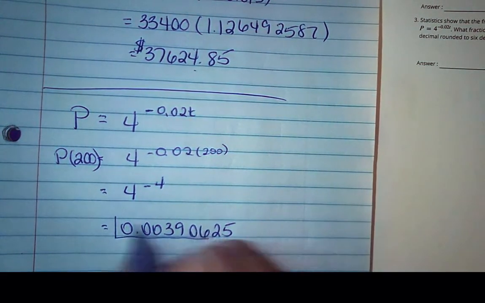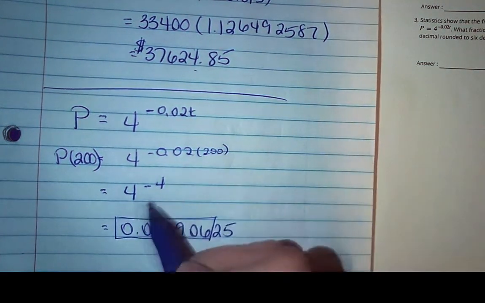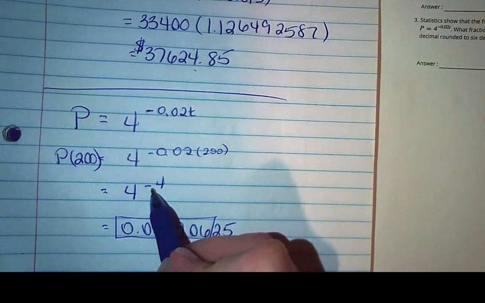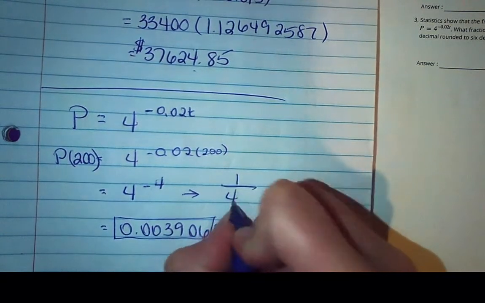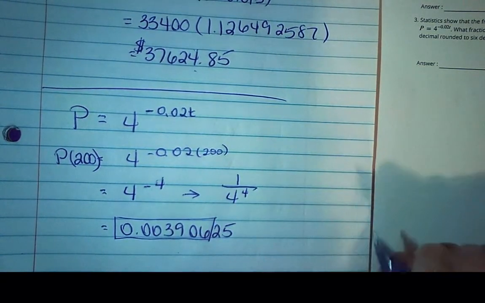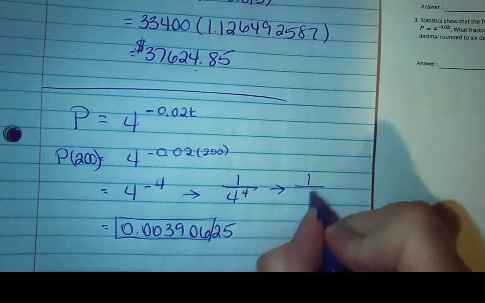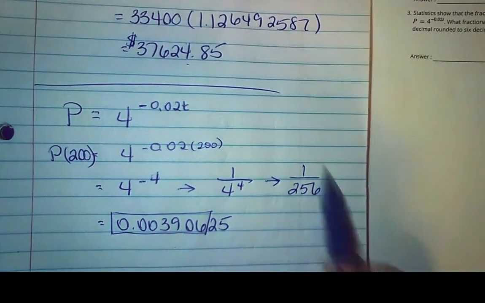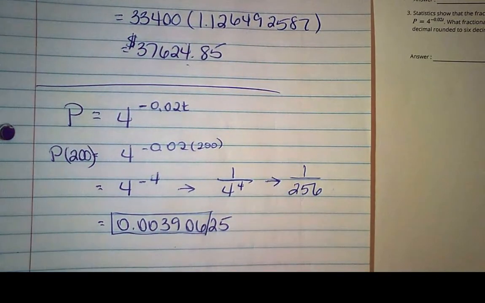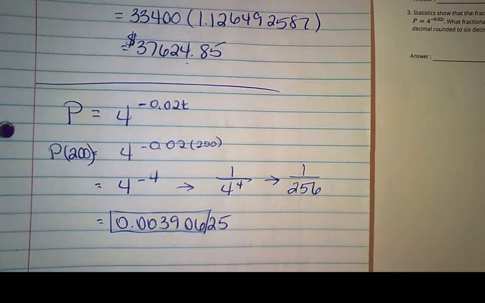If you want 6 decimal places, there you go. If you wanted it as a fraction, then remember that this negative says drop that to the bottom. So I would have 1 over 4 to the 4th, and 1 over 4 to the 4th is 1 over 256. So either way, those two answers are the same. They're not perfectly the same, but they're about the same.